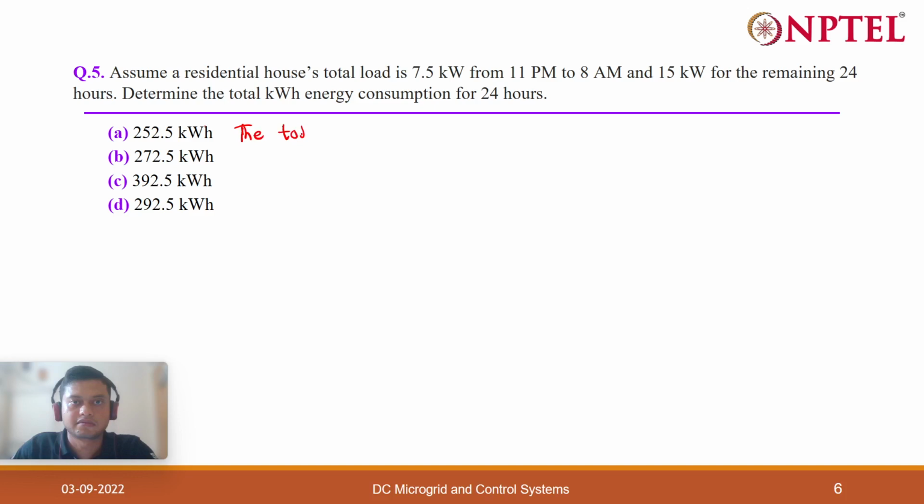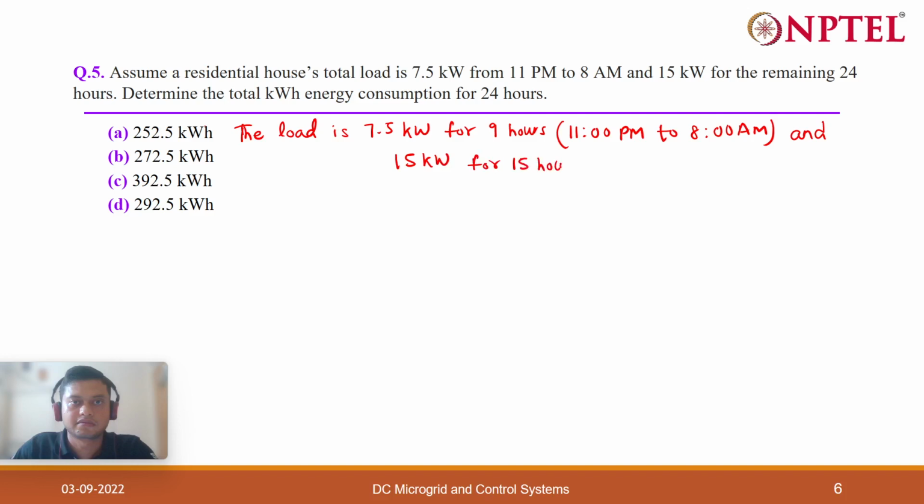You can solve parallelly with me. The load is 7.5 kilowatt for 9 hours from 11 p.m. to 8 a.m. and 15 kilowatt for 15 hours, that is 8 a.m. to 11 p.m.